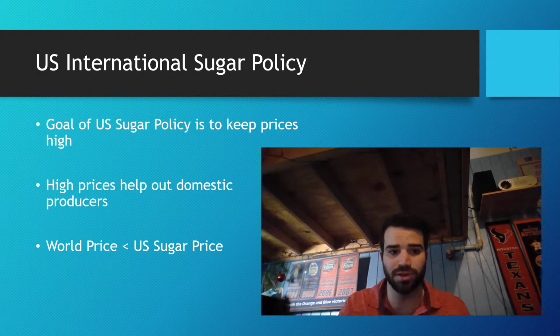The overall goal of the US international sugar policy, also known as the farm bills that have been coming out over the past about 2 decades, is to keep the price of sugar high. This is to help out domestic producers of sugar.